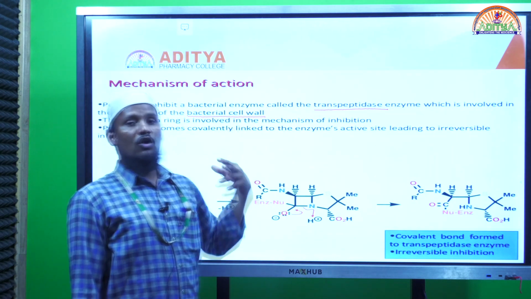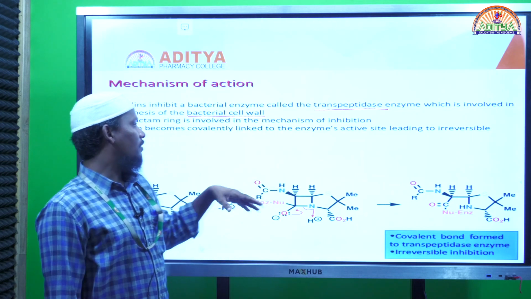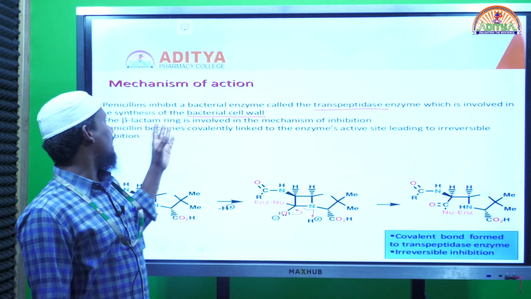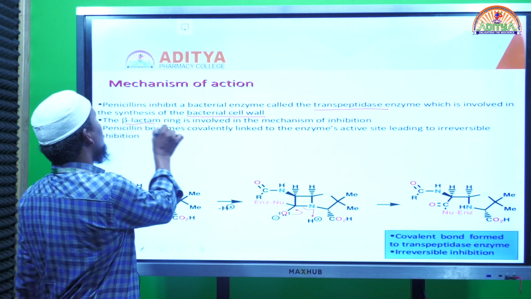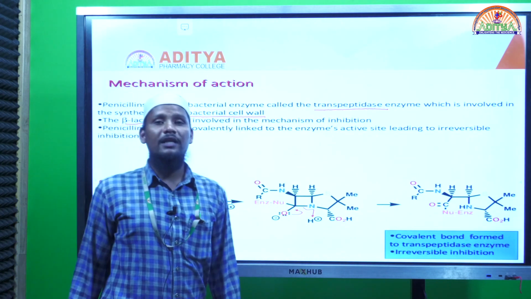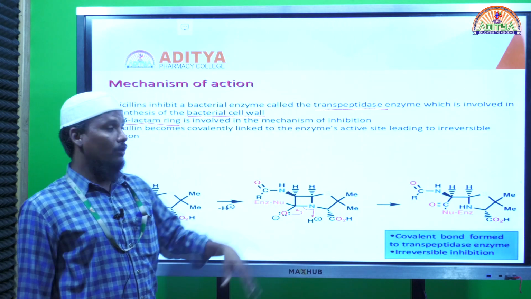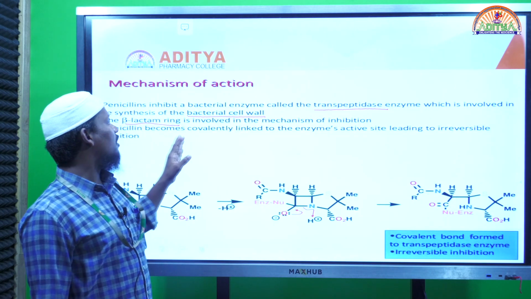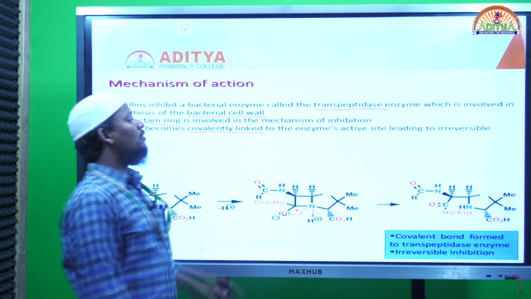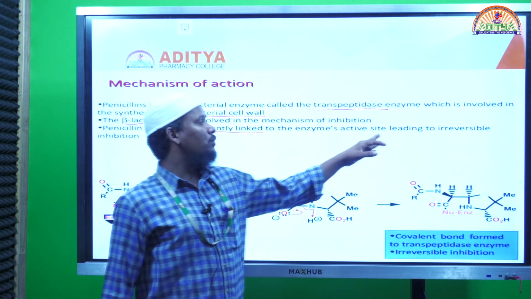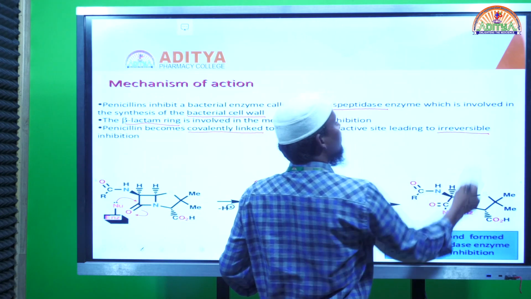Okay. So the normal human cells do not contain a cell wall, but bacteria contain a cell wall as a protecting membrane. So the beta-lactam ring is involved in the mechanism of inhibition. Here in the penicillins, the beta-lactam ring is mainly involved in the inhibition of the transpeptidase. Okay, so penicillin becomes covalently linked to the enzyme's active site, leading to irreversible inhibition. So look at here, it is irreversible inhibition.